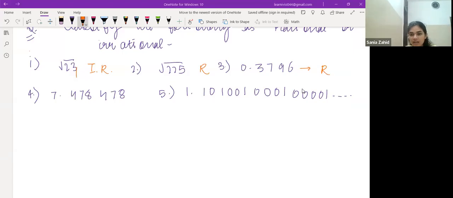Now, Vidal, is it rational or irrational? The fourth one, it's rational. Why is it rational? Because it's repeating, not terminating. Okay, first of all, it's repeating. Then secondly, it's also terminating. So recurring as well as terminating. So that is why it's rational.